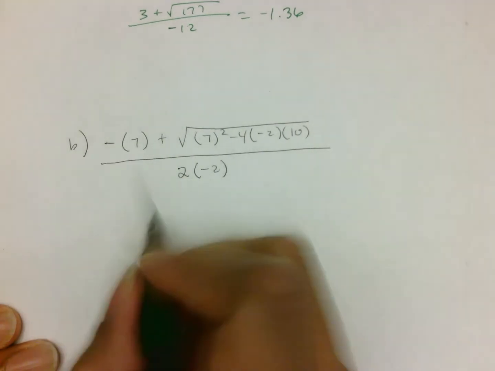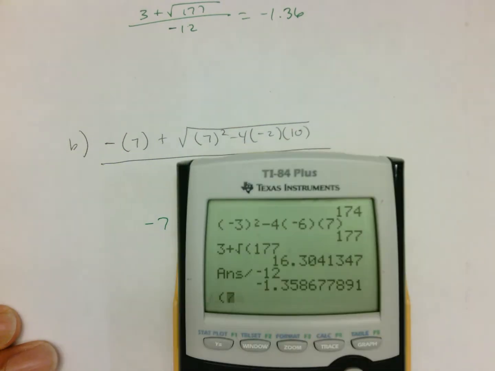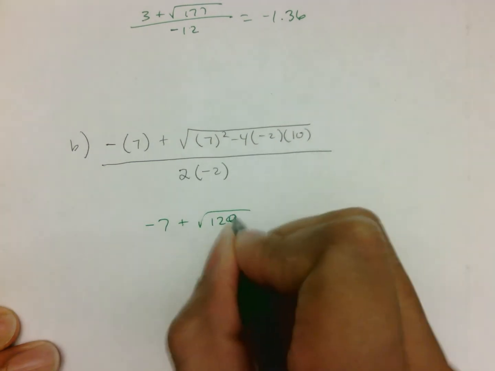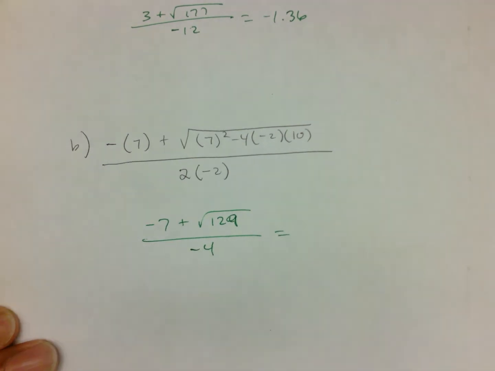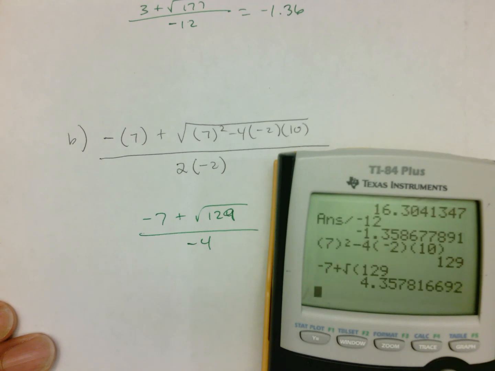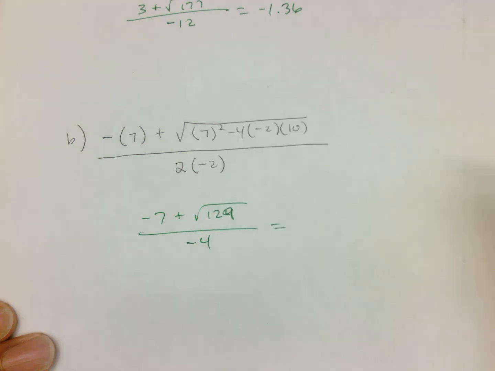So on this one, this turns into a negative 7 plus, again, I write the root, I type what's under the root, parentheses 7 squared minus 4 parentheses negative 2 parentheses 10. That gives me the answer of 129, and so that goes under here. On the bottom, I end up with negative 4, and from there, we've been trained on how to do that. Just type in what's on the top, negative 7 plus square root of 129 equals, and then divided by negative 4, which gives me negative 1.09.